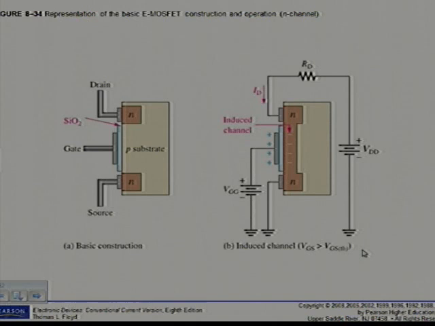Now we're going to look at two different types. The first one is the Enhancement MOSFET, and then we're going to talk about the Depletion MOSFET. The big difference between the enhancement and the depletion: in the case of the Enhancement MOSFET, there doesn't exist a channel between the drain and the source. If you look at figure A, you will find there is no channel between the drain and the source. The moment I apply a voltage to the gate, I basically induce a channel.